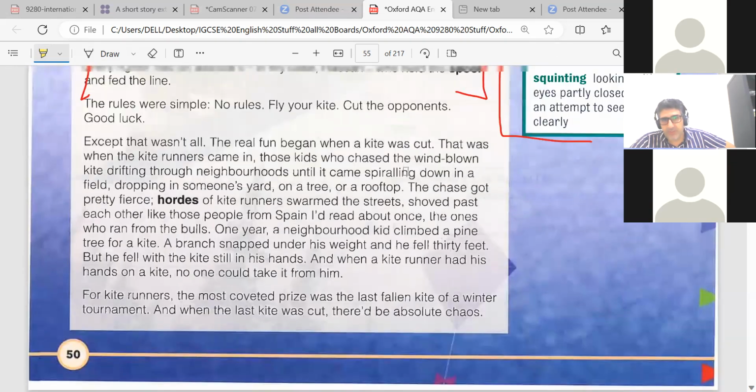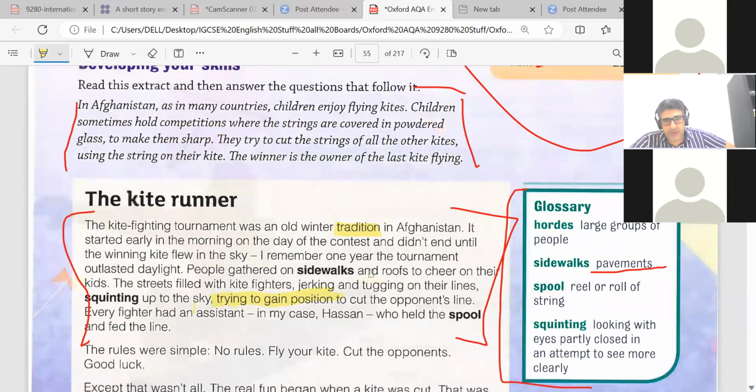Okay. Agreed. Akram, do you agree with Khalid? Yeah. Yes. Every fighter had an assistant.